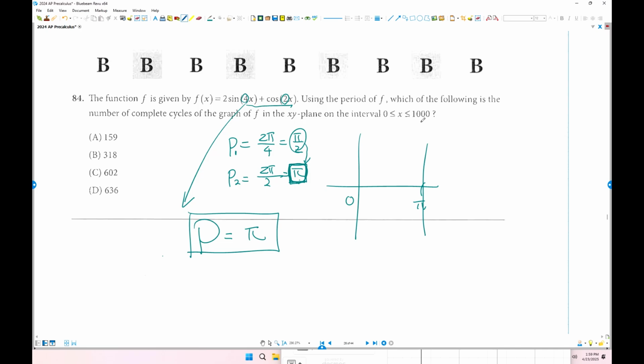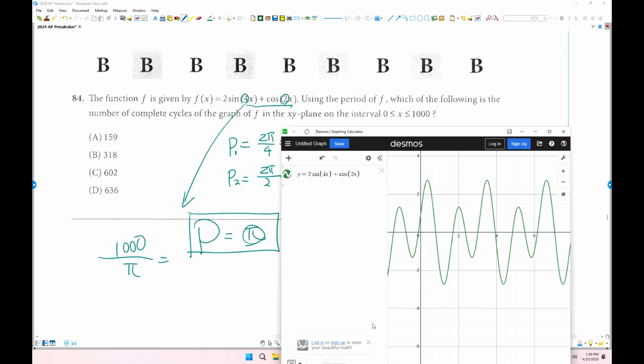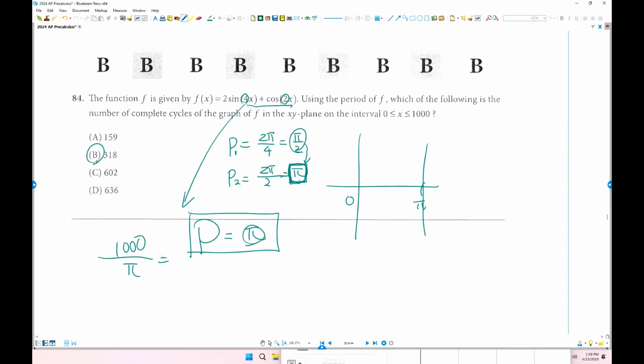Now, if we have an interval of 1,000, how many cycles are there? Only one cycle takes pi, okay? That's the answer. 1,000 over pi. It's already written that pi is 3.14. 1,000 divided by 3.14 is around 300. Choice B is the answer. Or you can use a calculator over here. 1,000 over pi, you can use this one. 318, okay? Option B is the answer.